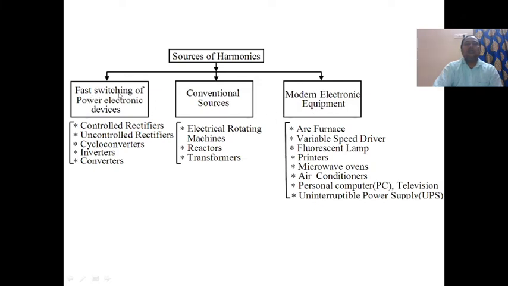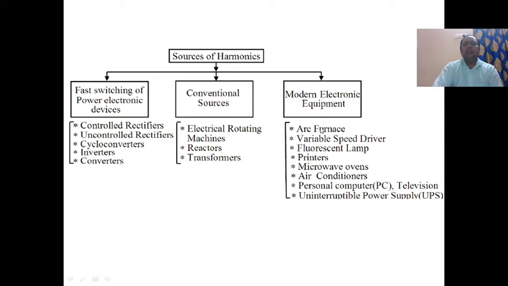What does fast switching of power electronic devices mean? That is controlled rectifiers and uncontrolled rectifiers, whether they use thyristors, GTOs, or diodes. Next, cycloconverters, inverters, and converters. All converters also cause harmonics. Conventional sources are electrical rotating machines, reactors, and transformers, which cause harmonics.